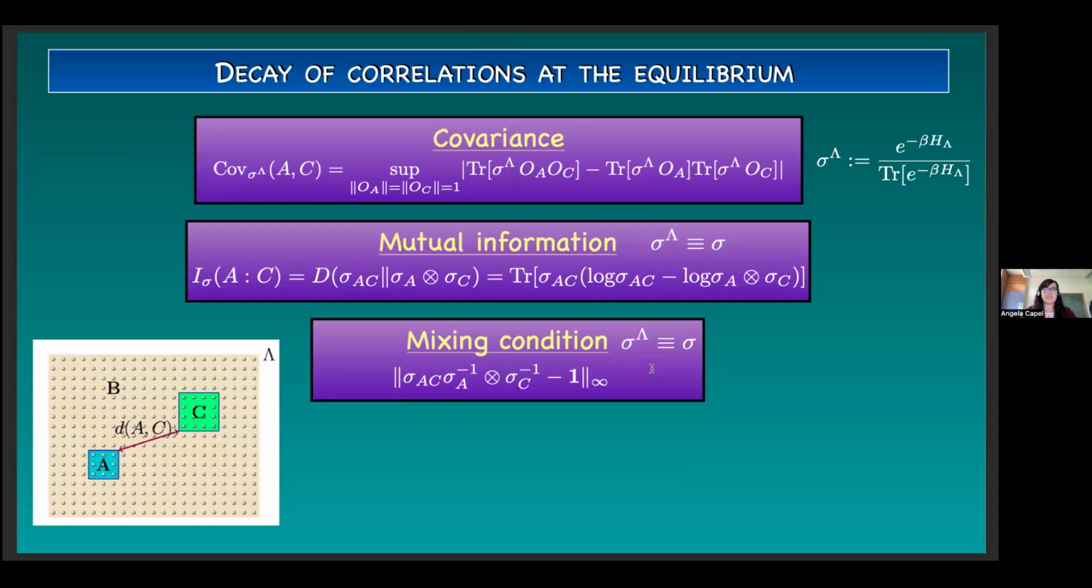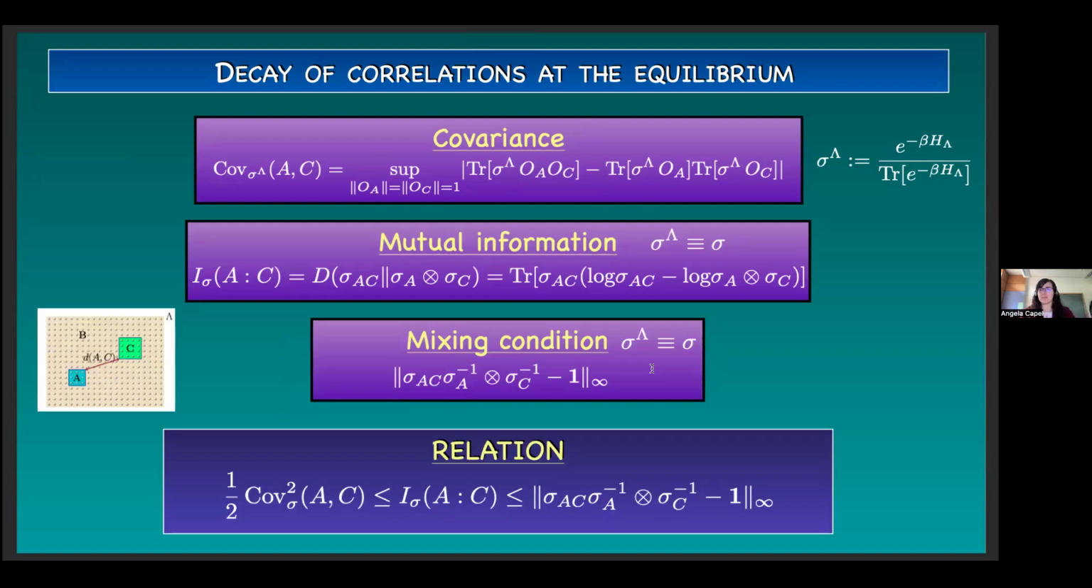The reason for considering these three quantities and comparing them is, in particular, that we can find a hierarchy between them. We can find that one half of the square of the covariance is upper bounded by the mutual information, which is in turn upper bounded by the mixing condition. That means essentially that if we have a certain decay for the mixing condition, then we have it for the mutual information, and then we have it for the covariance. So we can relate them in this form.